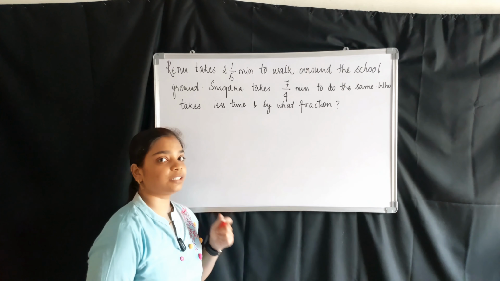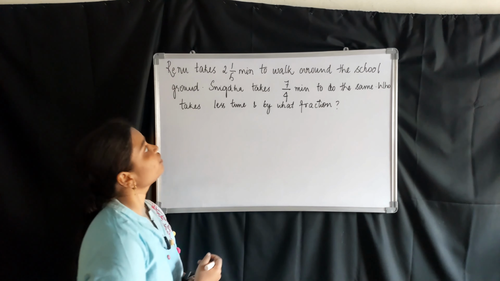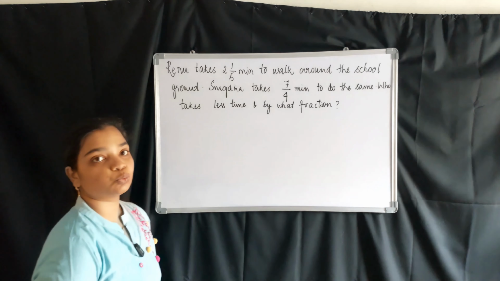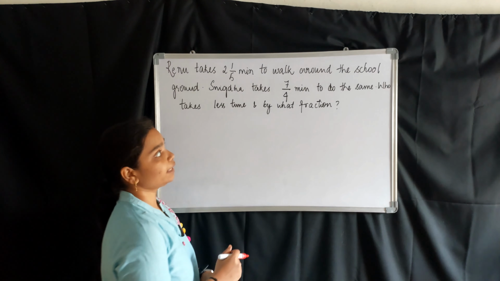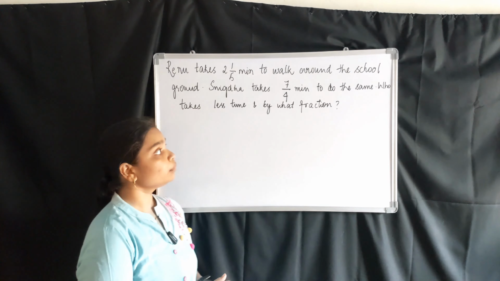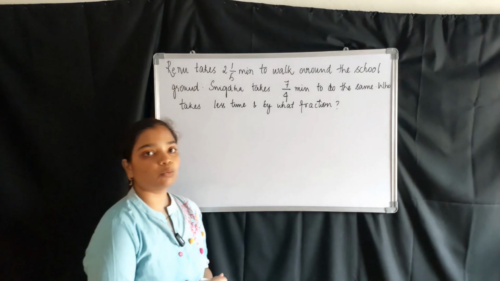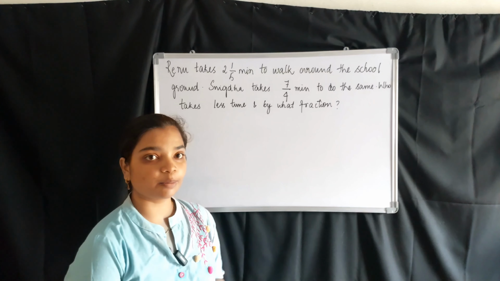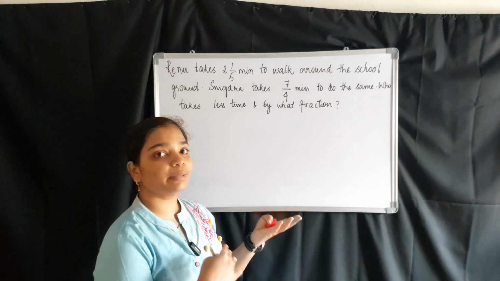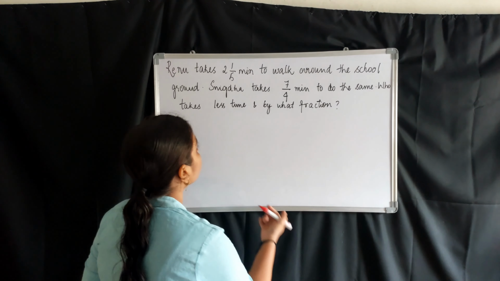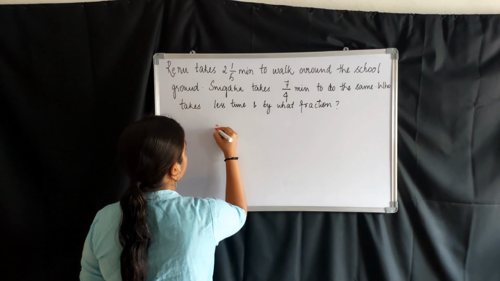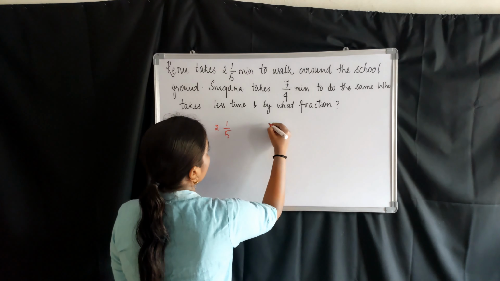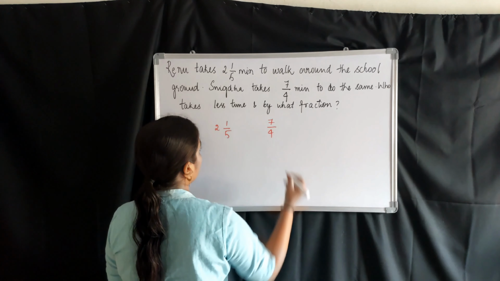So last but not the least scenario, here we have been given that Renu takes 1 1/5 minutes to walk around the school ground and Snigdha takes 7/4 minutes to do the same. Who takes less time and by what fraction? That means there is no addition or subtraction. We just have to compare the timings that they have taken to move around the school ground. So it is 1 1/5 for Renu and 7/4 minutes for Snigdha.